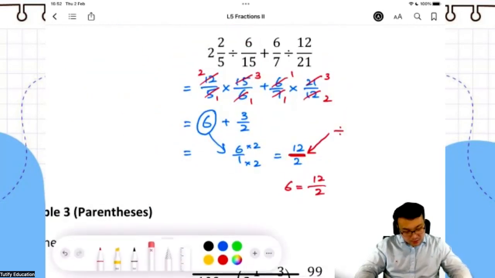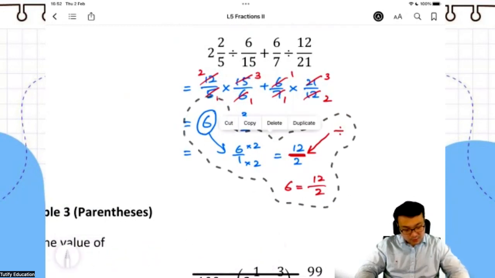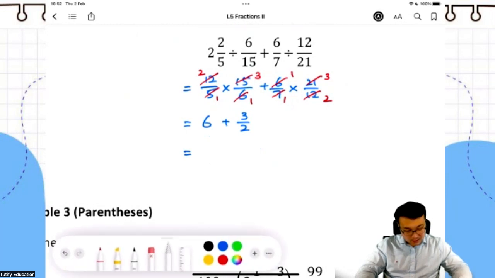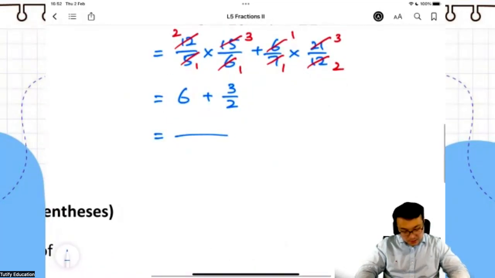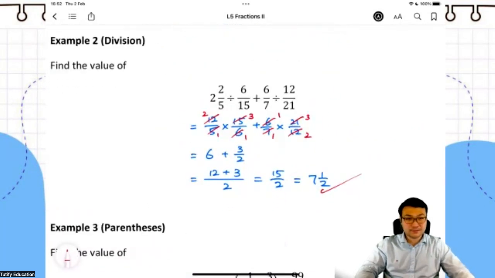Okay, so we are going to rewrite the number 6 as 12 over 2, so that both of them will have the same denominator. So I rewrite the number 6 as 12 over 2, then you plus the 3, and your answer is? 15 over 2. Well done. Convert it into a mixed number. What do you get? 7 and a half. You, Abby. Well done. Good job.